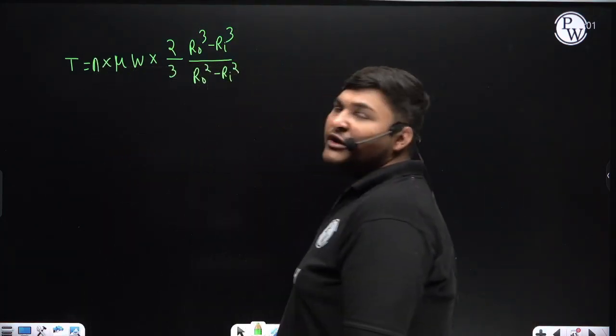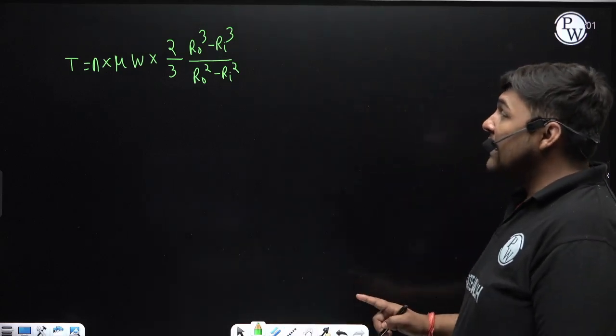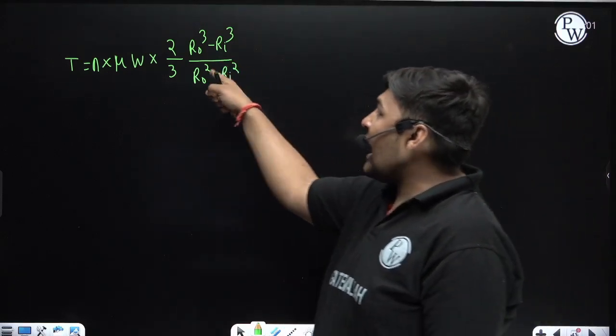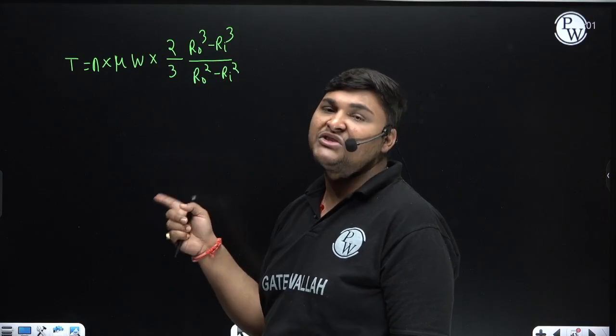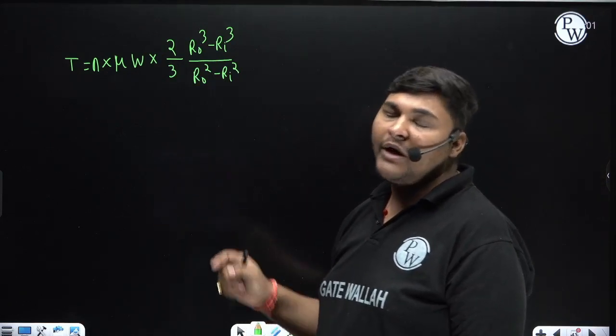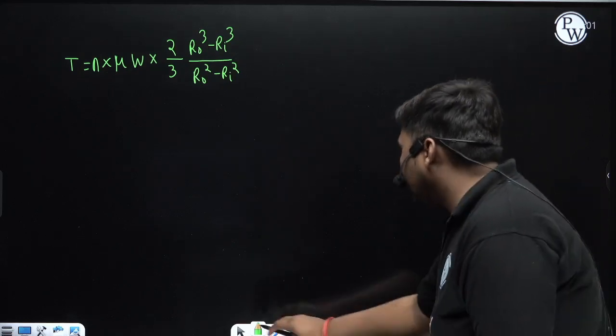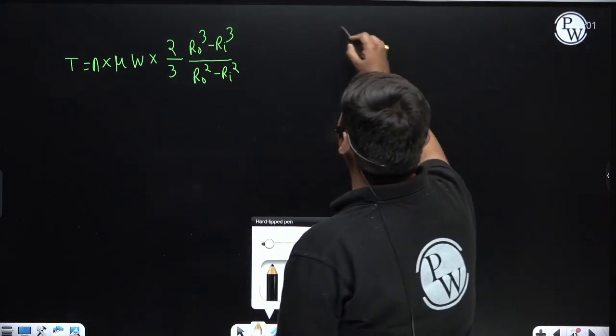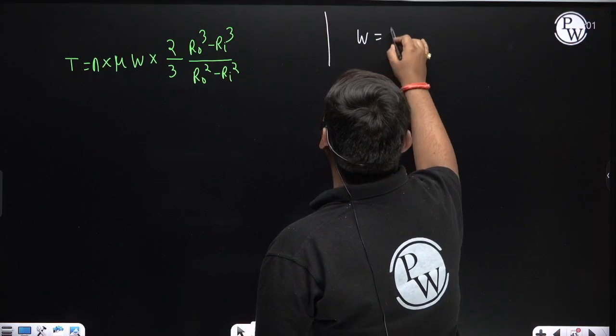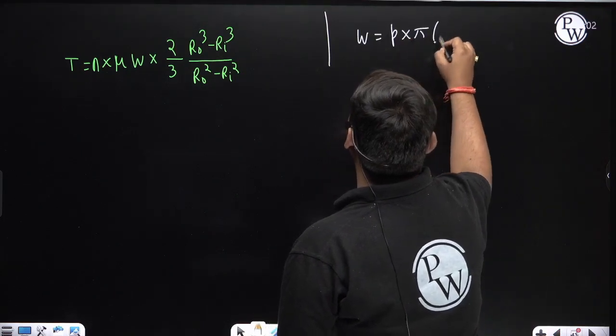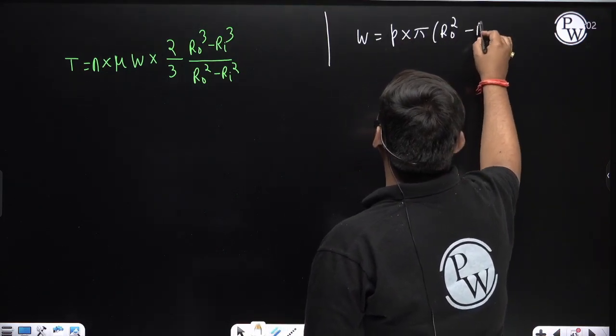Now here torque we know, n we know, mu we know, ri we know. We need to calculate r naught, but w is not given in the question. Instead of w, pressure is given. So what we will do, we will write the expression of w in terms of pressure, and by uniform pressure theory, the formula to calculate w is pressure p into pi into r naught square minus r a square.